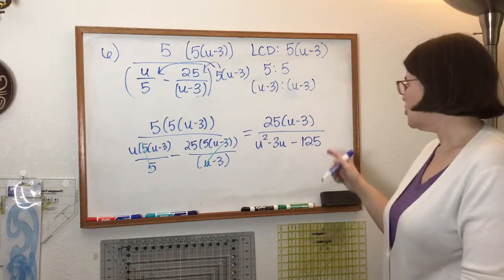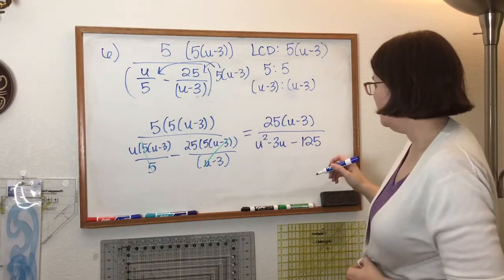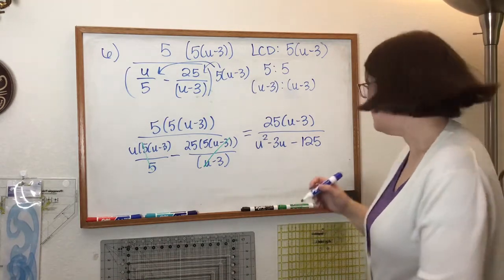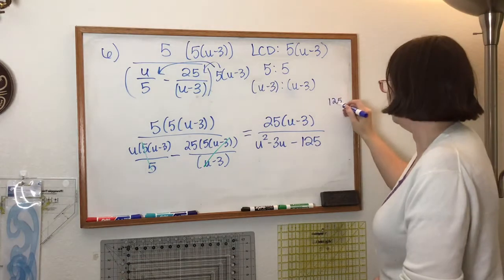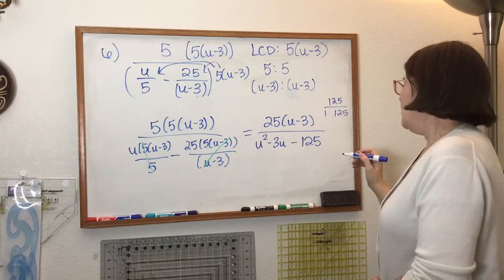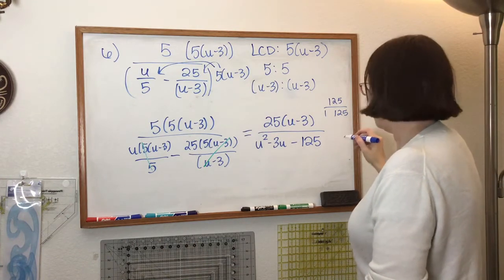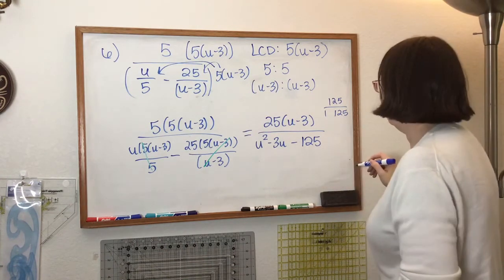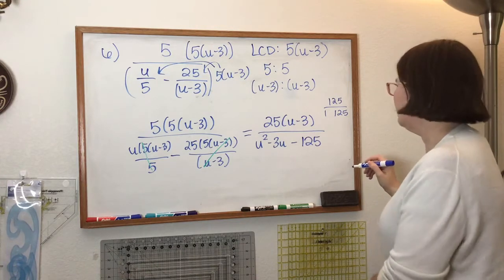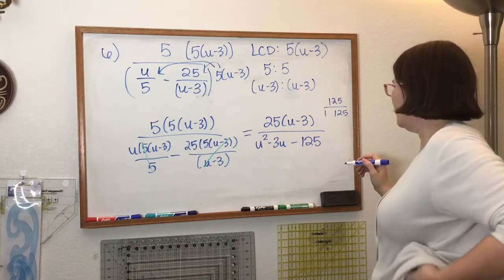We could try to factor that. 1 and 125. 2 doesn't go in evenly. 3 does not go in because 3 goes into 12 evenly. 4 does not go in.